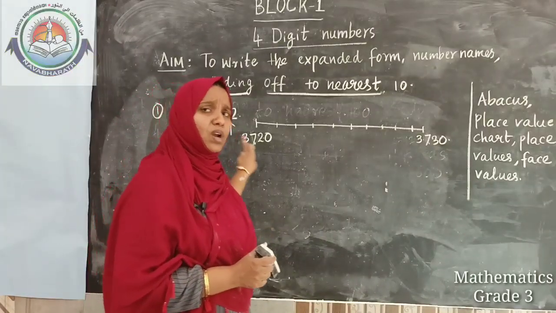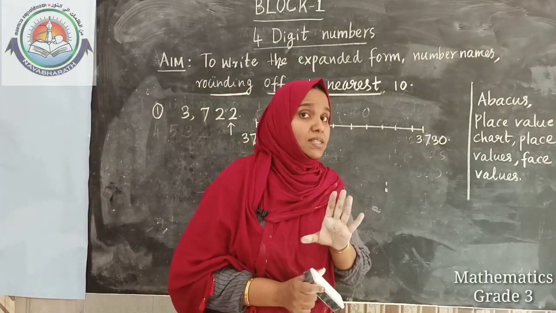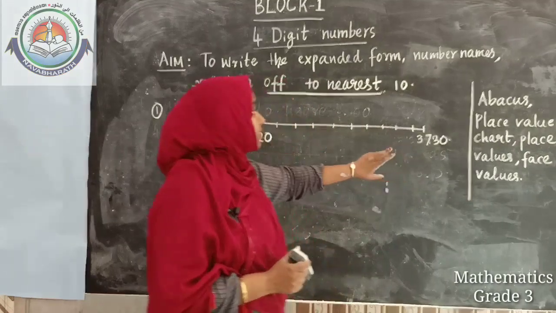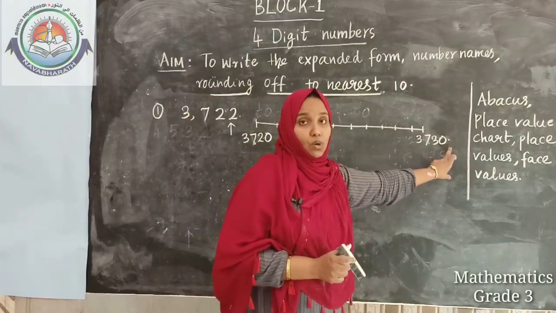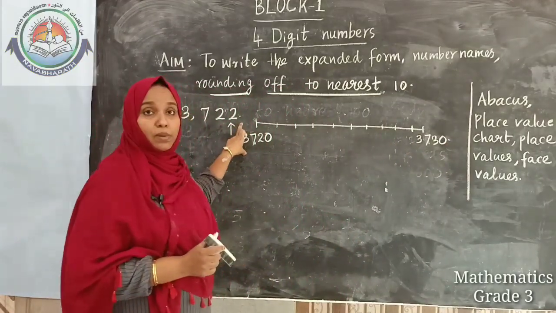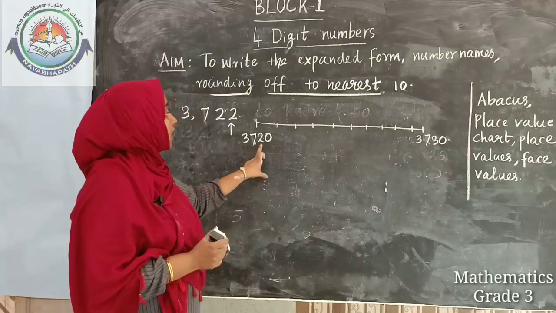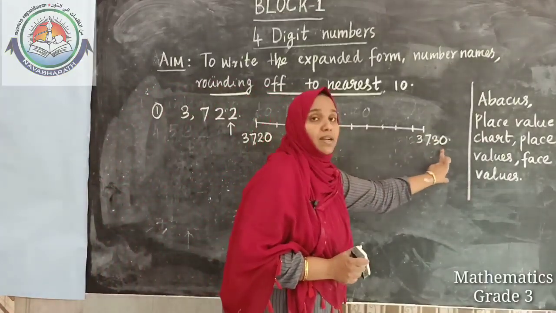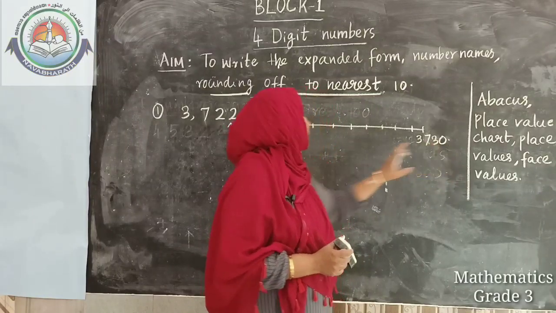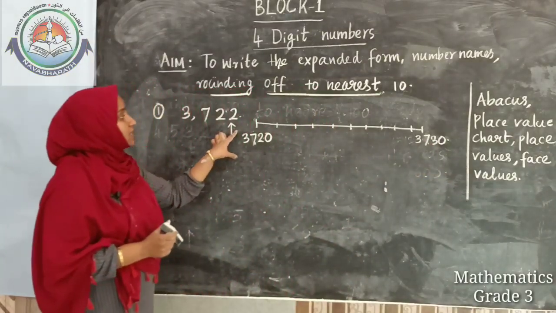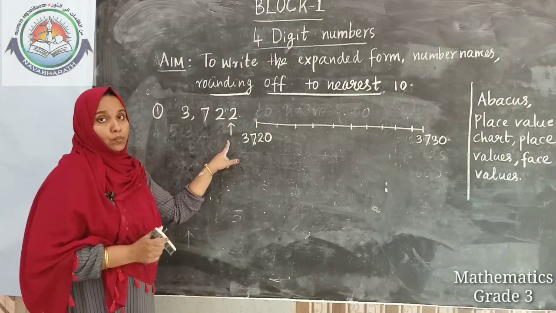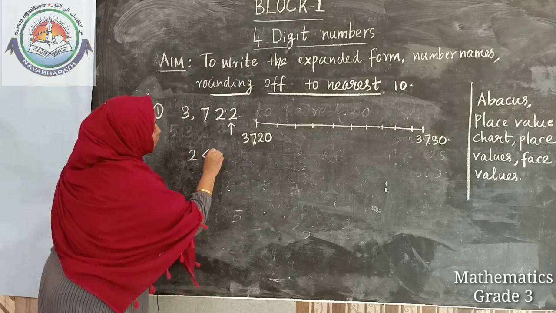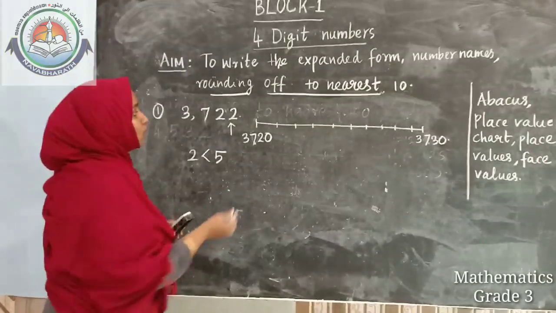When we round off to the nearest 10, we check the number at the ones place. What is the meaning of rounding off to the nearest 10? It means that after rounding off, the last number should be 0. So it may be either 3,720 or 3,730. Okay, let us check. At the ones place, the number is 2. And 2 is less than 5.